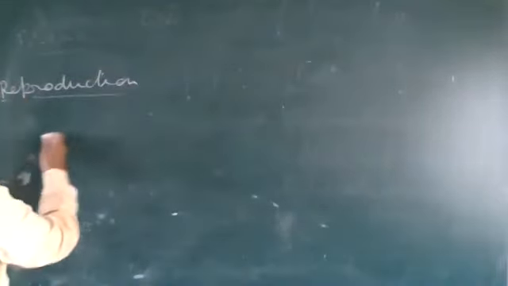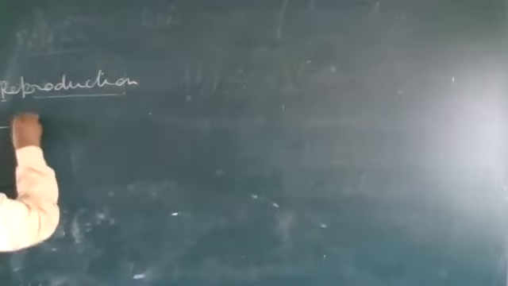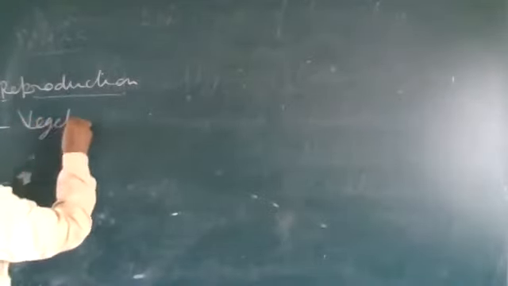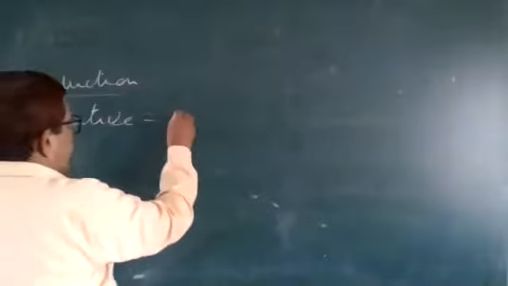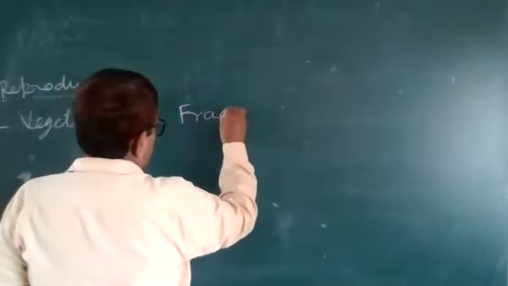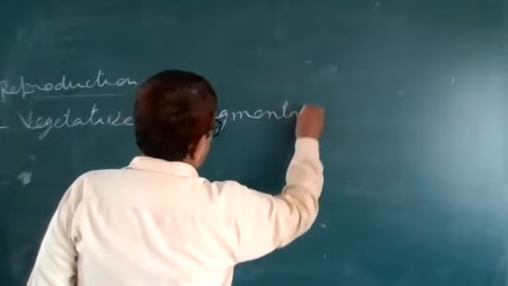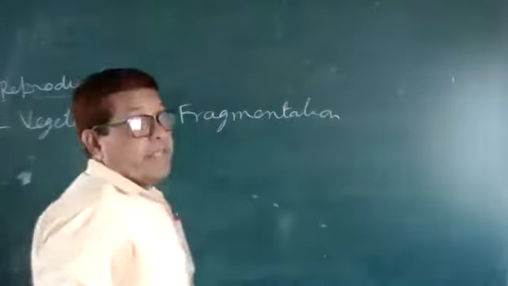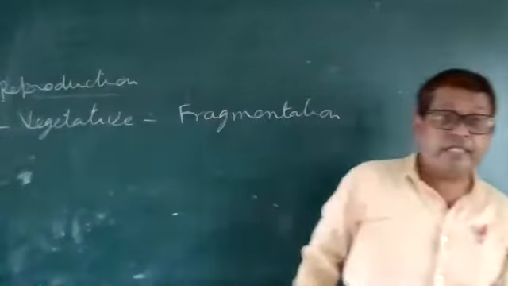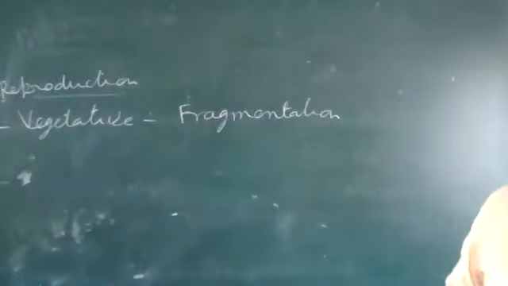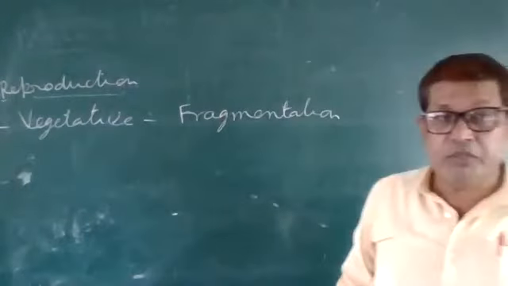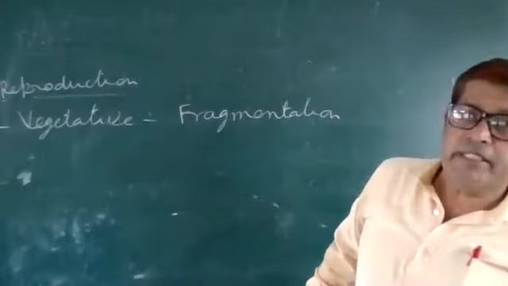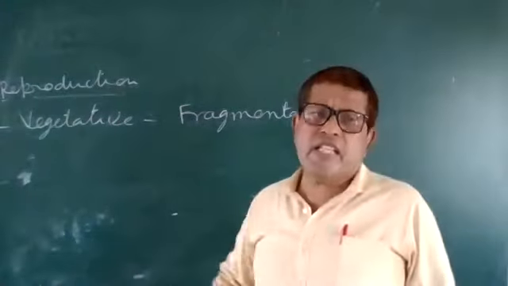Reproduction takes place in three types. One is vegetative, and this vegetative reproduction takes place by fragmentation. In this fragmentation, the thallus or body breaks into pieces, and each piece gives rise to a new thallus. Mainly this happens in the case of filamentous algae.